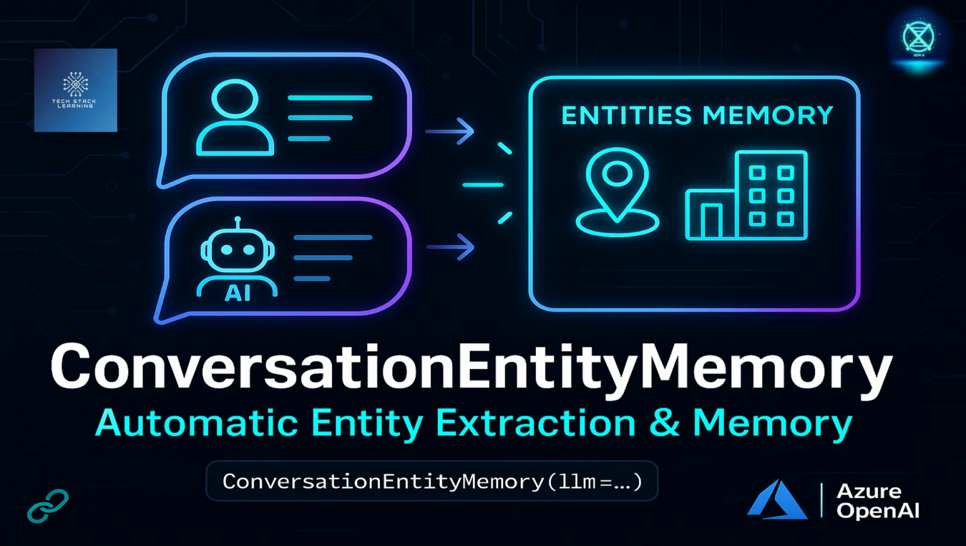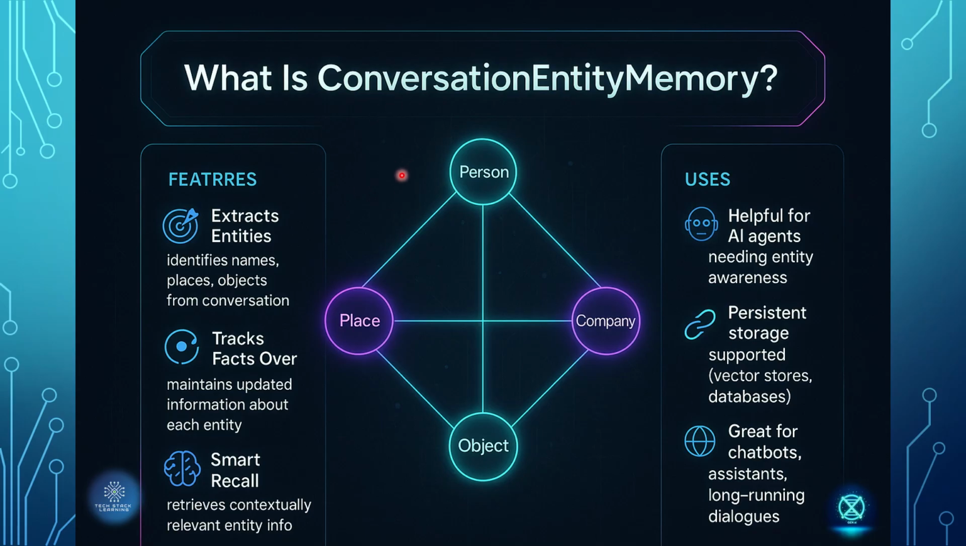Okay. So now let's see what is conversational entity memory. It is a specialized memory module that extracts the entities like name, the place, the object from your chat interactions, and tracks the facts about them over time. It is very much important. It's specifically useful for AI agents that need to refer back to previously mentioned entities meaningfully.